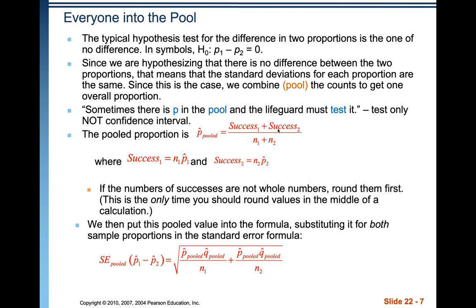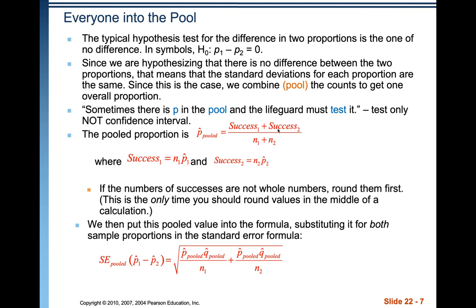So in symbols, we were just talking about that, P1 minus P2 equals 0. Since we are hypothesizing that there is no difference between the two proportions, that means the standard deviations for each proportion are the same. Since this is the case, we combine or pool the counts to get one overall proportion.